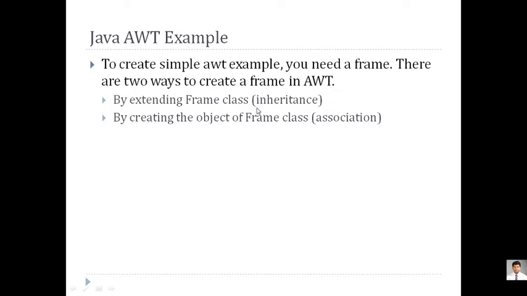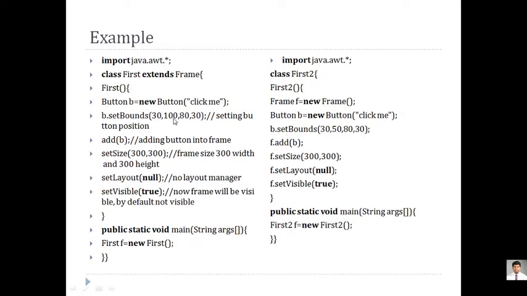One is by inheritance, that is you can use the extend keyword at the declaration of a class. And second one is called association, where at runtime you can create an object of a frame class, and that object can be used to set visible and for the purpose of adding those components into the script.